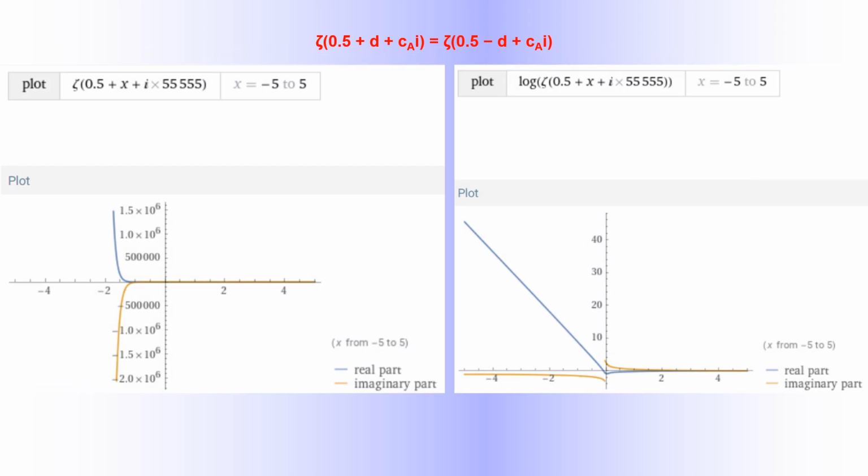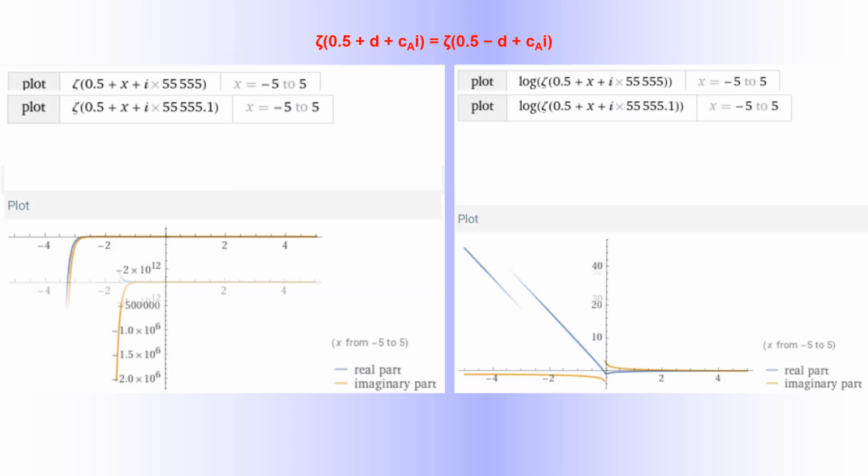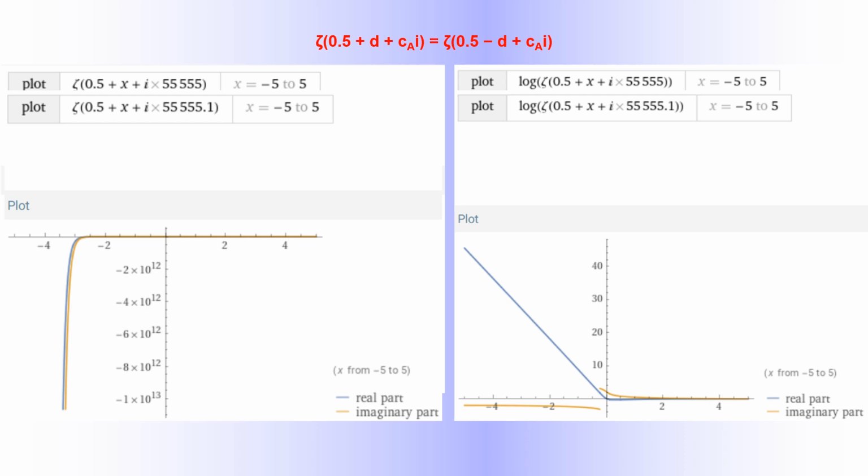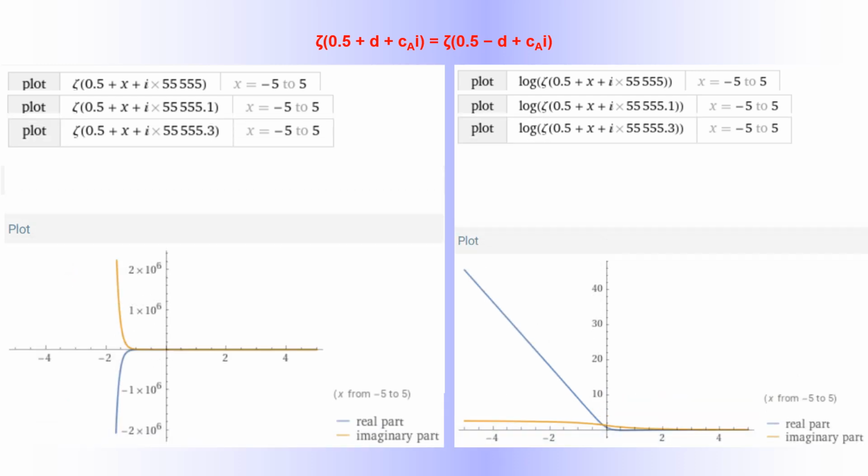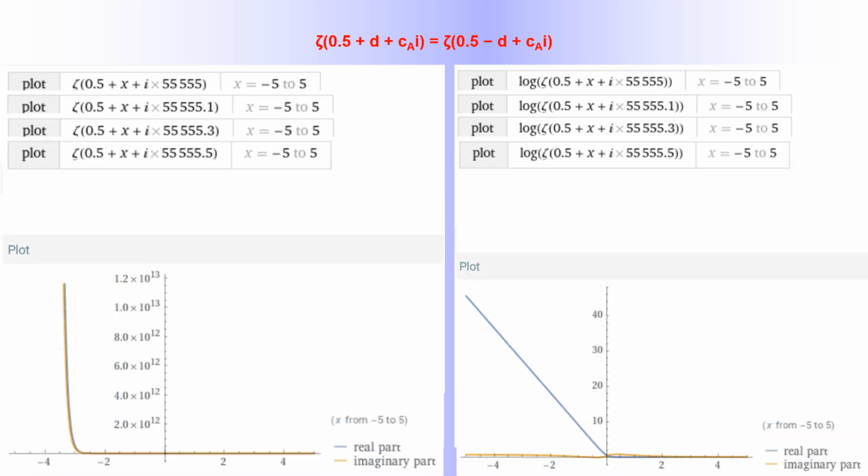All of these requirements contradict the known behavior of zeta function as shown here. The left pictures show the plot of zeta function with a constant imaginary part, while the right pictures show the logarithm of the same zeta function. In any case, those plots can never be symmetrical about the critical line. This contradiction can only be resolved when non-trivial zeros of zeta function are all located on the critical line, which makes d equals 0. Thus, Riemann's hypothesis must be true.